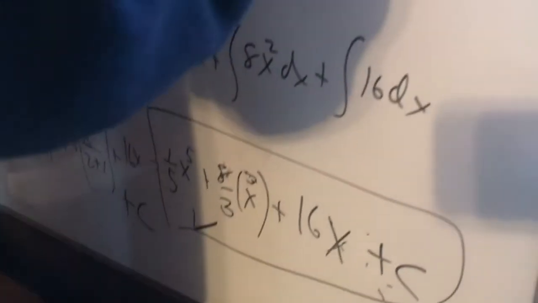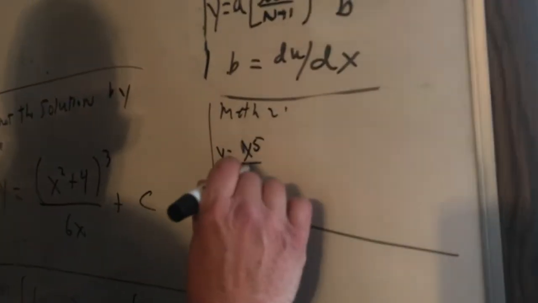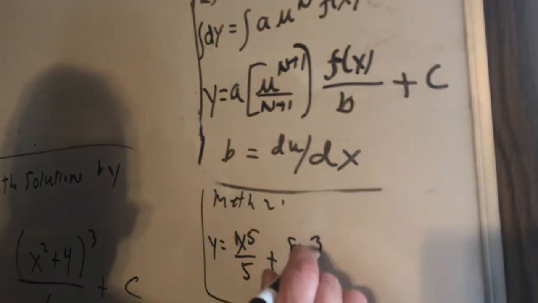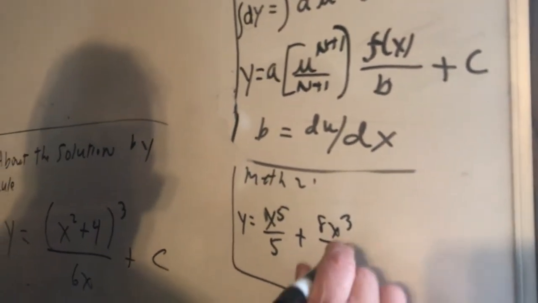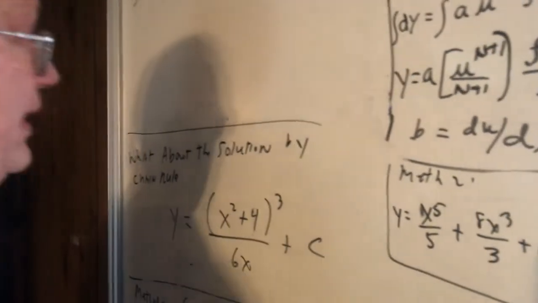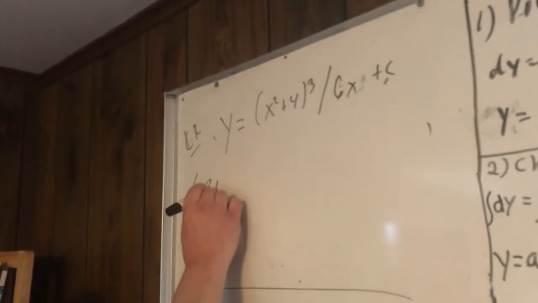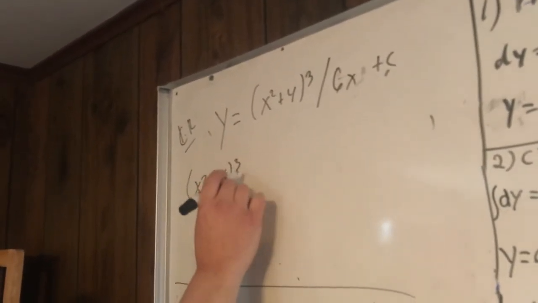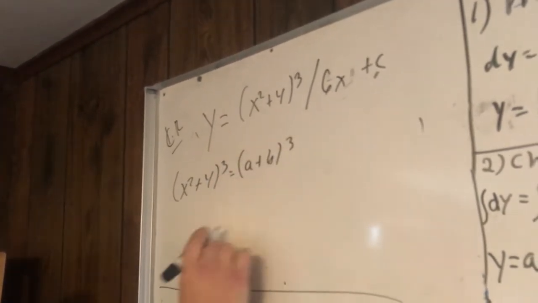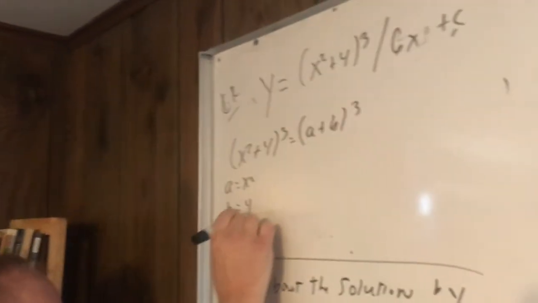1/5 x to the 5th. Well, just x to the 5th over 5, plus 8x cubed over 3, plus 16x, plus c. All right, how am I going to do this one? Well, I'm going to expand this using the binomial expansion. I'm going to call a equals x squared and b equals 4.